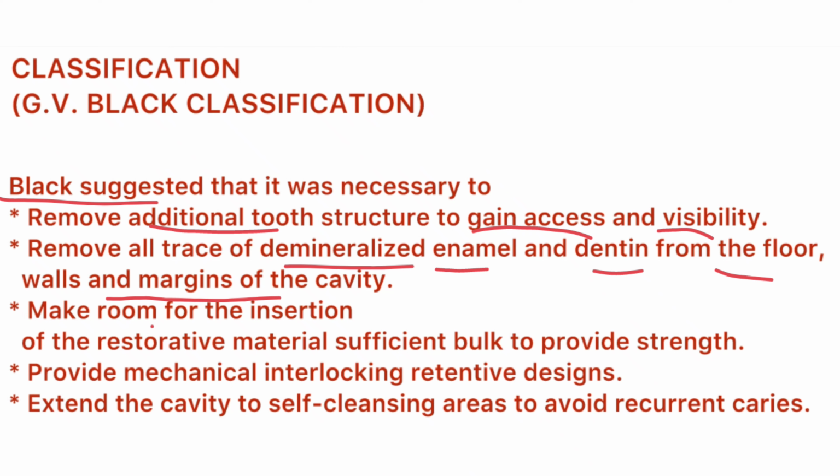The cavity should be such that we have room for insertion of restorative material, with sufficient bulk to provide strength. We have to place a sufficient bulk of the restorative material so that there will be significant strength, and we have to prepare the cavity such that there will be a mechanical interlocking retentive design, and also extend the cavity to a self-cleansable area to avoid recurrent caries at the proximal side of the restoration or the margins of the restoration.